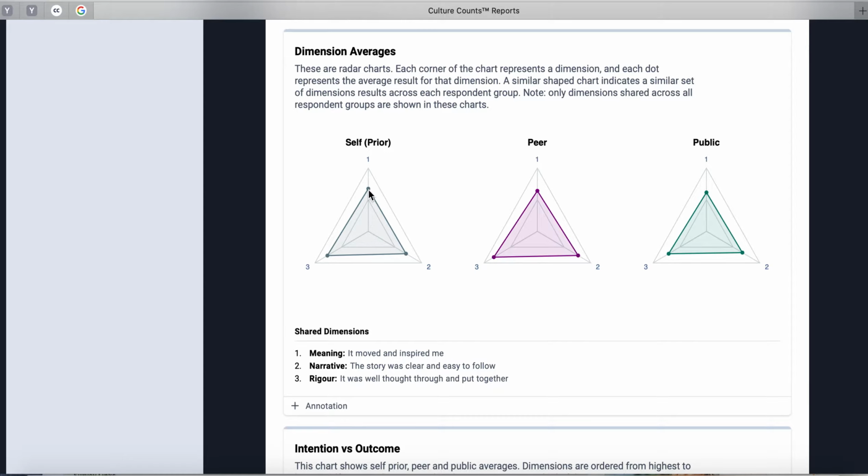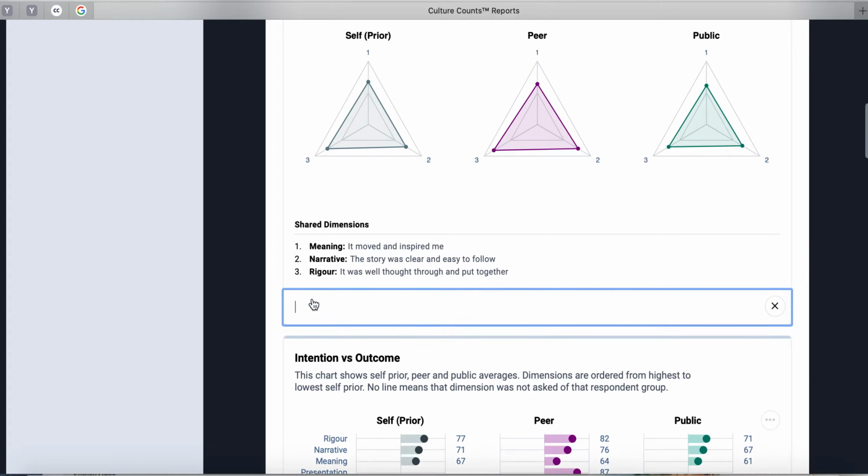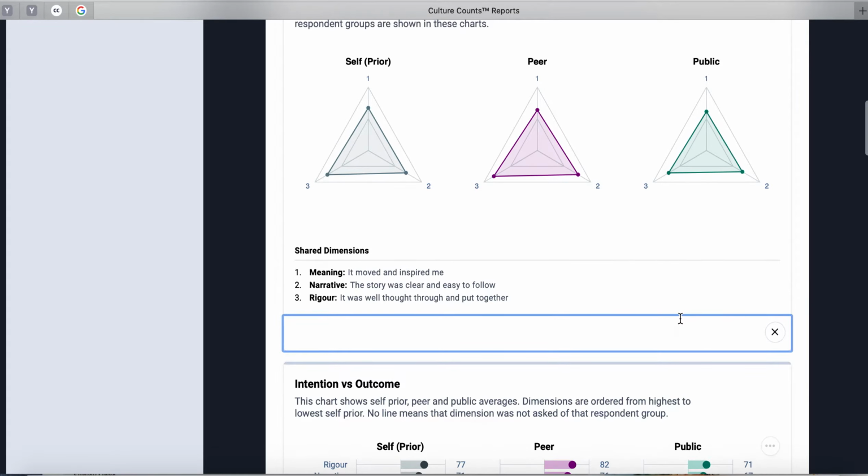And the blob here indicates where along that line the mean average sits for the responding group. Okay, so self-assessors put it there, peers put it there, and public put it there. So in actual fact, it looks as though people were pretty similar on this one. Self, peers, and public. You can see that the triangles actually aren't that far off between them all. You are able to add some notes here if this is what you're expecting to see, or maybe it's a little bit of a surprise.